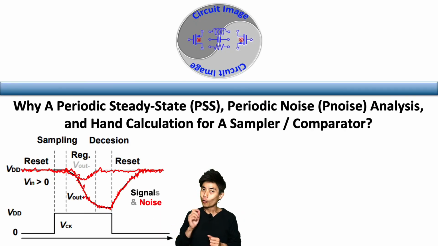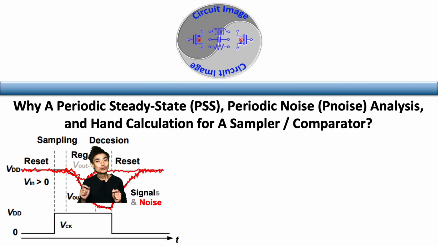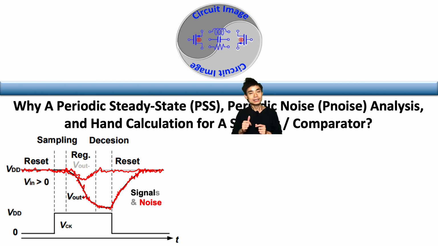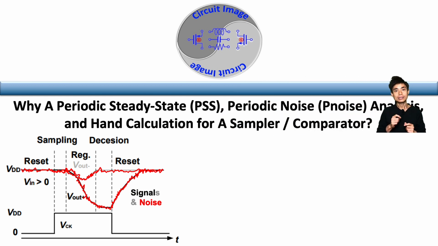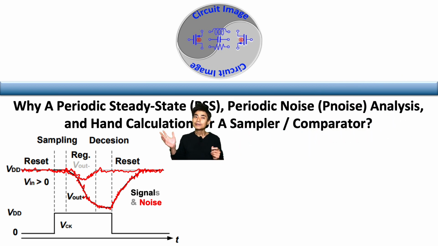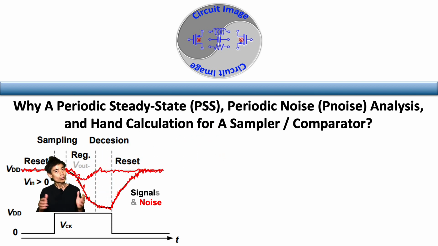For simpler comparator noise evaluation, we introduce a Trannoise analysis, which should be precise enough. However, we may need other more elegant methods like periodic steady state PSS, periodic noise Pnoise analysis, or even a hand calculation. Before showing other elegant methodologies, why don't we like the Trannoise analysis?